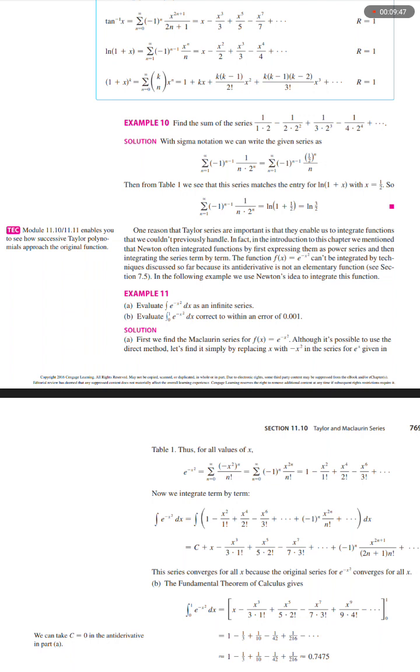Sidebar: Modules 10.10 and 10.11 enable you to see how successive Taylor polynomials approach the original function.